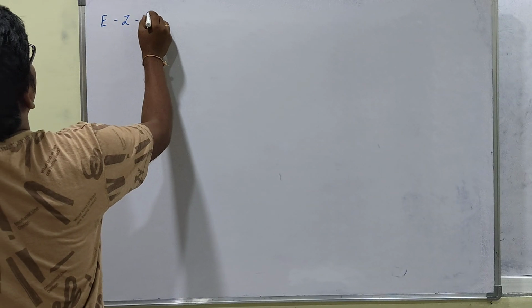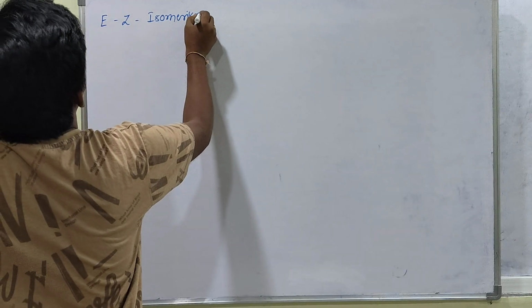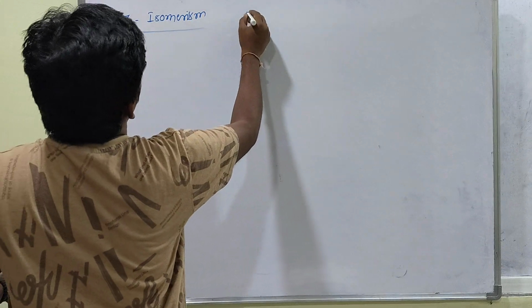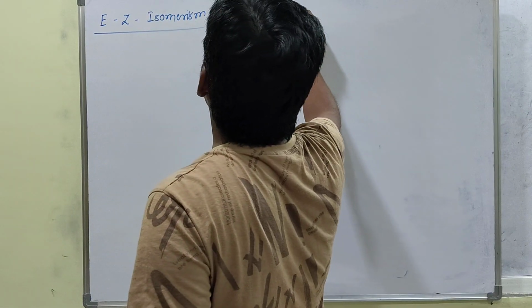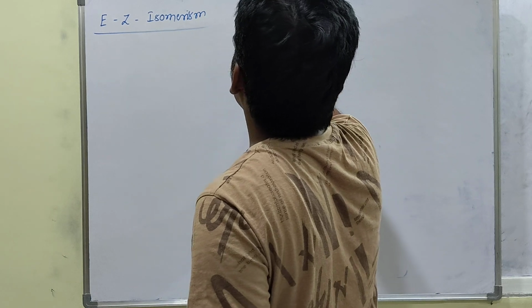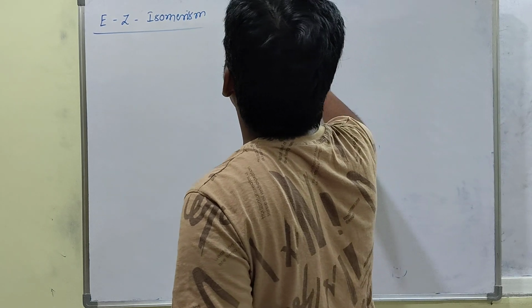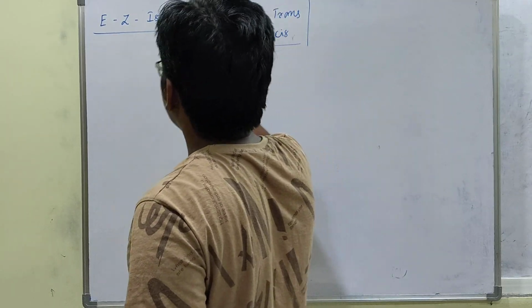EZ isomerism. Sir, E is almost equal to trans. Z is nothing but the cis type, cis isomer. Okay, clear, all of you, right?